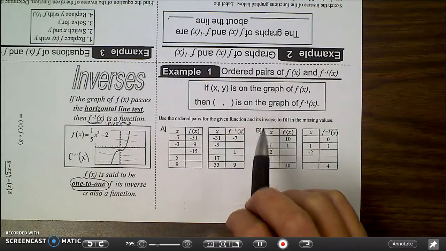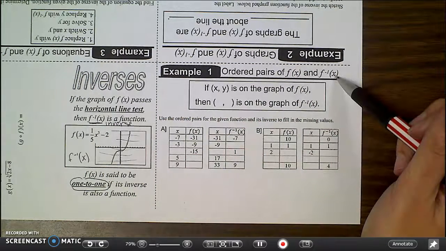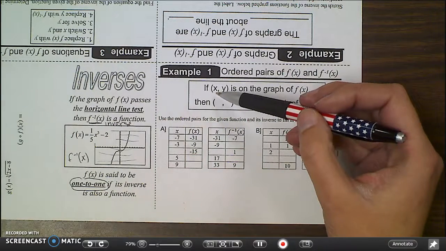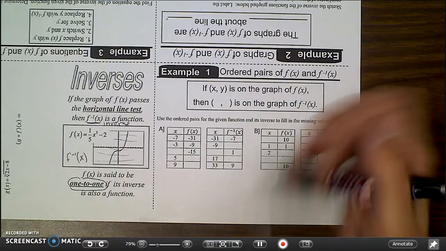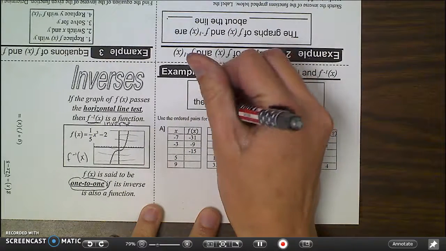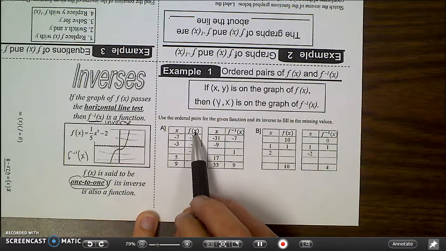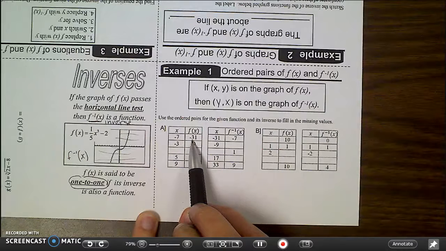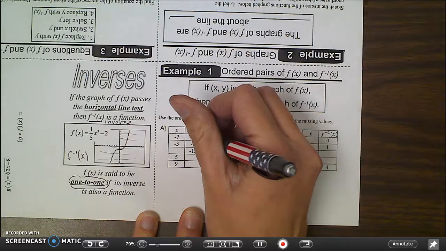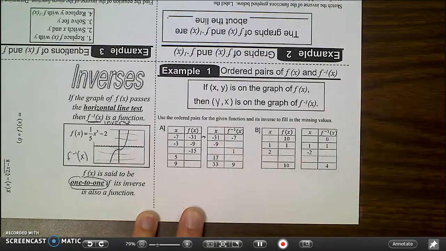So as far as ordered pairs go of functions and their inverses, if I have a point x comma y on my f of x function, then the inverse function just swaps those two things. So x comma y, or y comma x. So if I have the function f of x right here, and the ordered pair is -7, -31, it is just the opposite of that in my inverse function, so -31, -7.